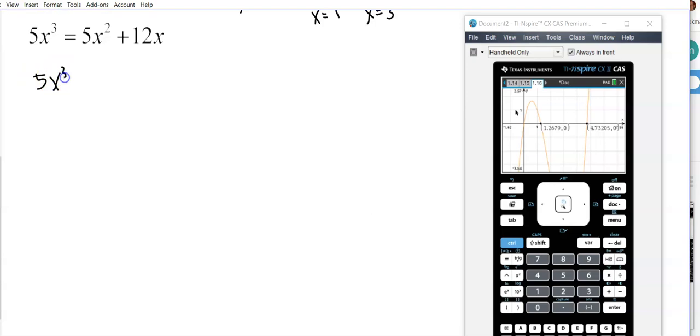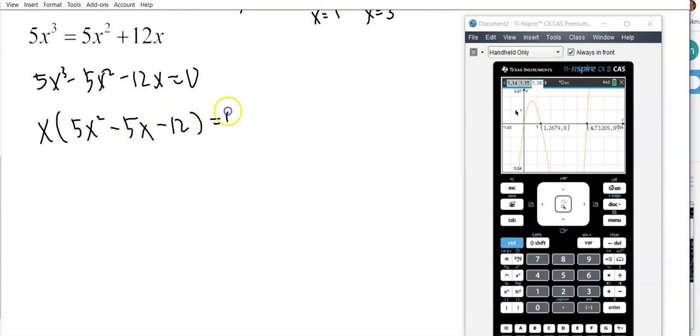So 5x cubed minus 5x squared minus 12x equals 0. You want to take out the x. There is no other GCF, it's just x. 5x squared minus 5x minus 12. So this solution is x equals 0. That comes from this factor of x. Factors of negative 60 to add to negative 5, let's see. 10 and 6, 5 and 12. I don't think it's going to factor.